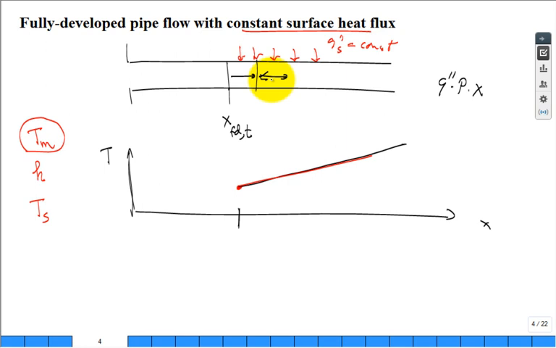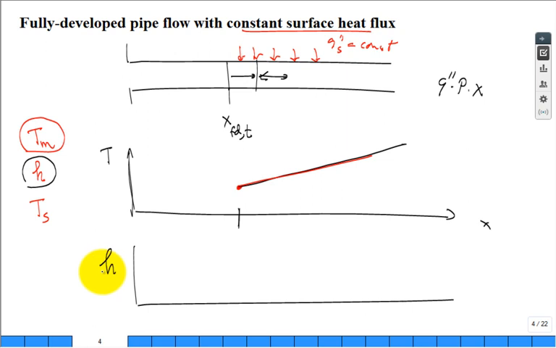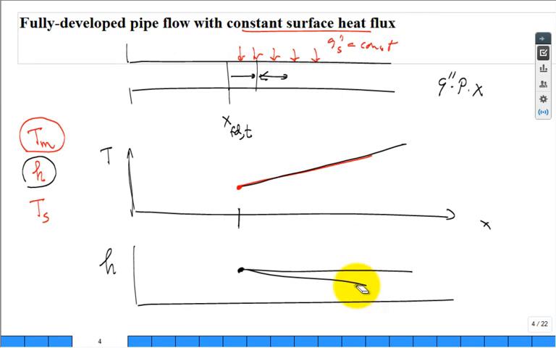Okay. Now, it's fully developed. Let's go down here and plot the convection coefficient. Who would like to try the convection coefficient? What's the convection coefficient? Let's say the convection coefficient's this amount. Should it be straight? Should it be going up? Should it be going down? Flat. It's flat, straight. What's the key? Why? Because it's fully developed flow. It has the same convection coefficient.